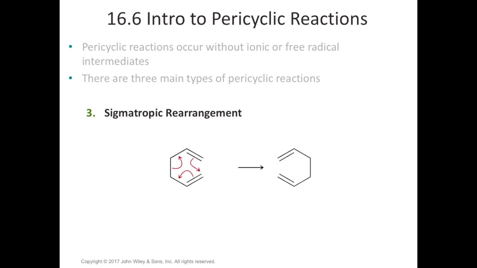And the final reaction is the sigmatropic rearrangement. In this, you are maintaining the same number of double bonds, but everything is being reorganized. And this sigma bond will break, and you have a new sigma bond forming.